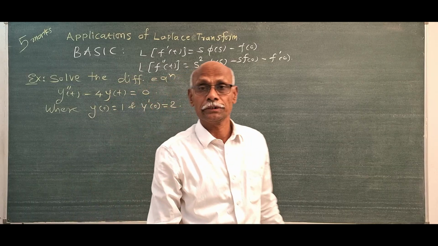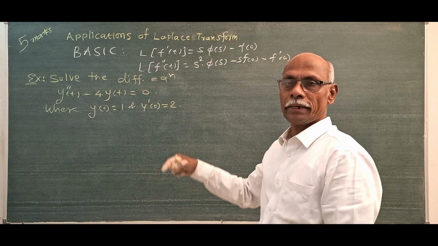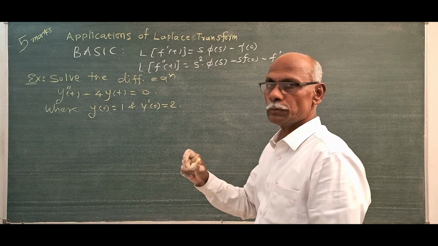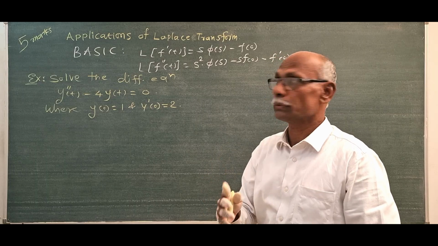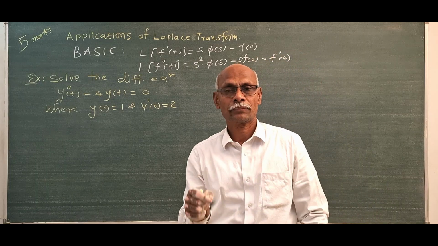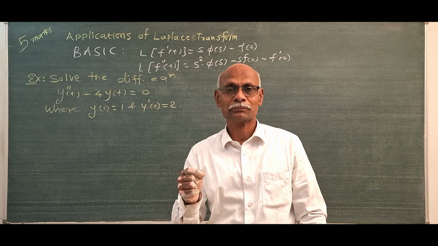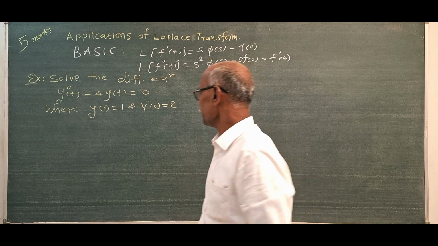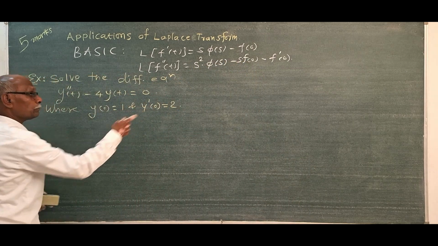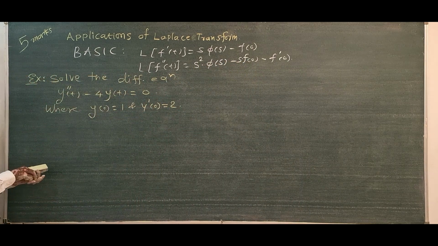Suppose you are given these conditions: y at 0 is 1 and y dash at 0 is equal to 2. These conditions are always given to you. These conditions are known as initial boundary conditions. So, an initial value problem is given. Solution.